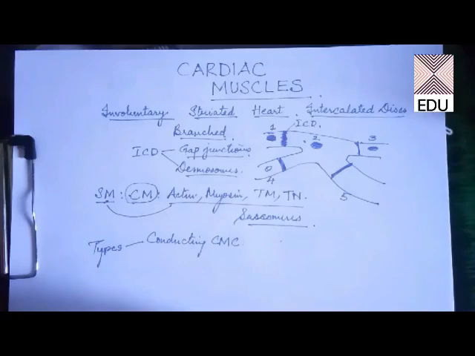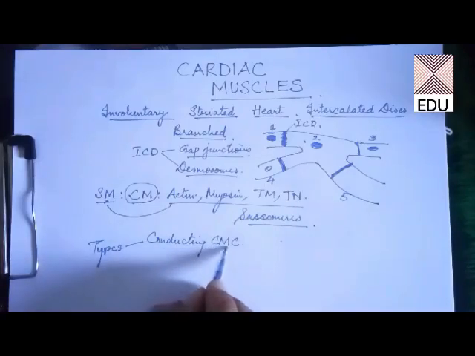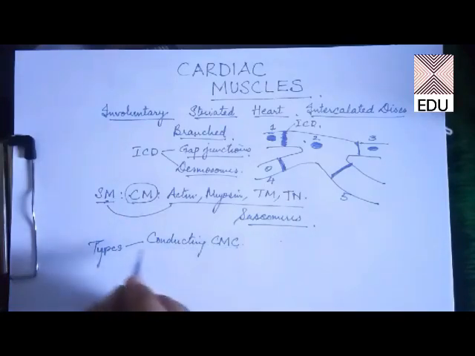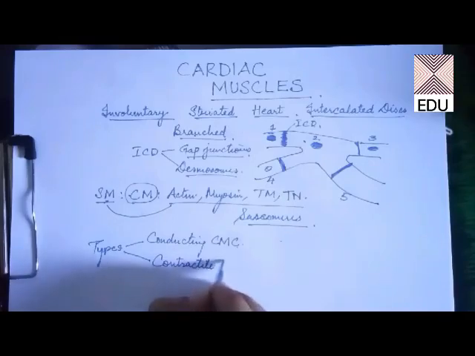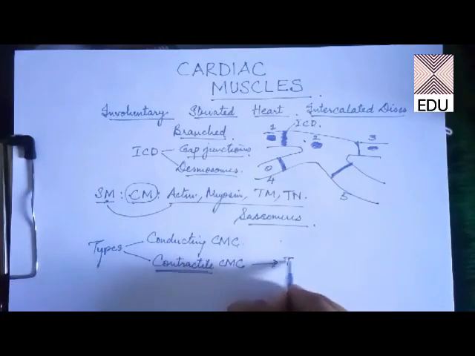So they constitute a network in the heart which is known as the conduction system. So we have already gone through the topic of the conduction system. So we got SA node, AV node, bundle of His and Purkinje fibers. So these contain the conducting cardiac muscle cells. Secondly, the second type is contractile cardiac muscle cells. So these are the cells which are making up the tensile force for the pumping action.